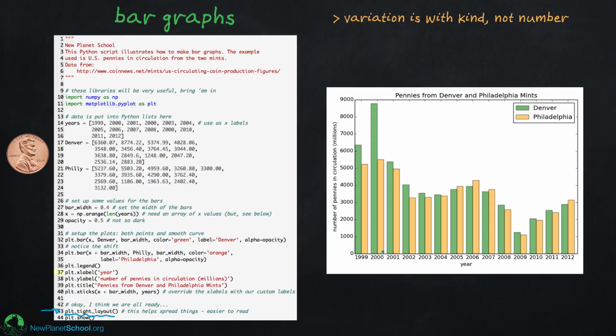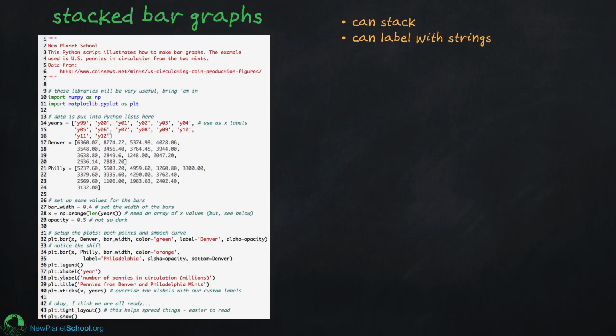Okay, now let me prove to you that this works with actual strings and not numbers. And let me also show you at the same time how to make a stacked bar graph, which is a variant of this, which is kind of neat. Okay, so we're going to do a stacked bar graph, and we're going to actually do labels as strings. So let's look at how I modified this.